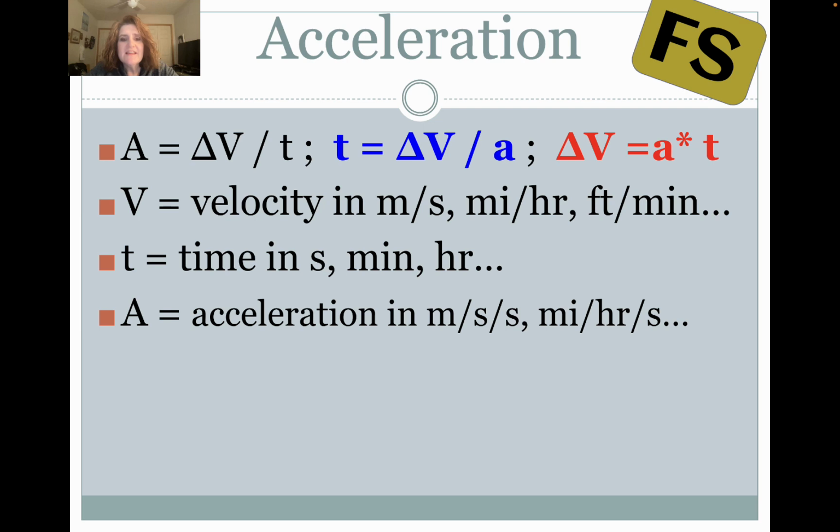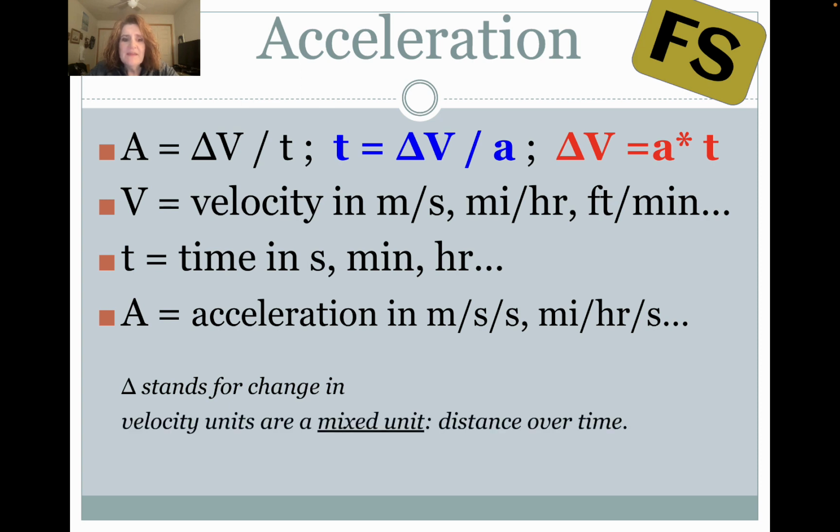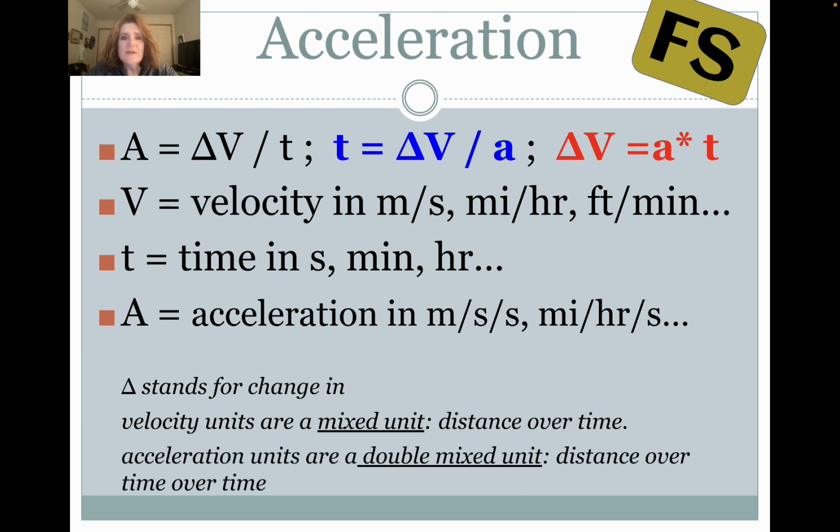Acceleration is the letter A, and it is in meters per second per second, or miles per hour per second. The delta, the triangle, stands for change in, and it is the Greek letter delta. Velocity units are a mixed unit. They are a distance over a time, and acceleration units are a double mixed unit. They are a distance over a time over a time.